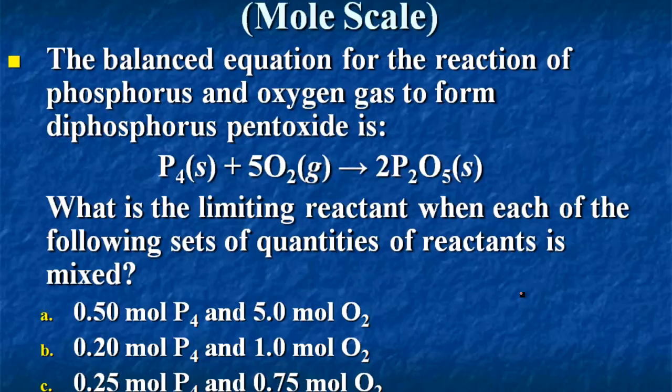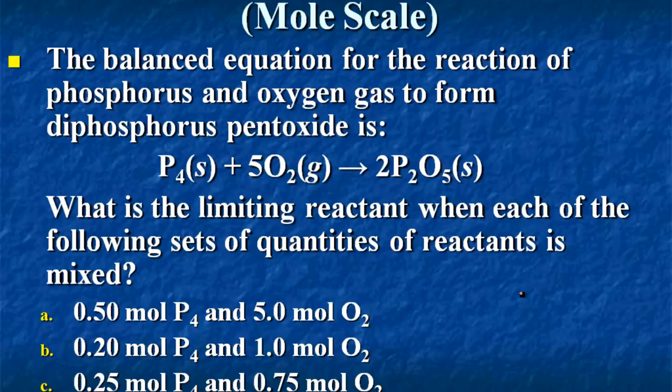Do not try to memorize those steps. It's really confusing with A, B, greater, smaller, all that. So here is the balanced equation for the reaction of phosphorus and oxygen gas to form diphosphorus pentoxide. Everyone notice the mole coefficients. What is the coefficient in front of P4? 1, and 5 is in front of O2, and 2 is in front of P2O5.